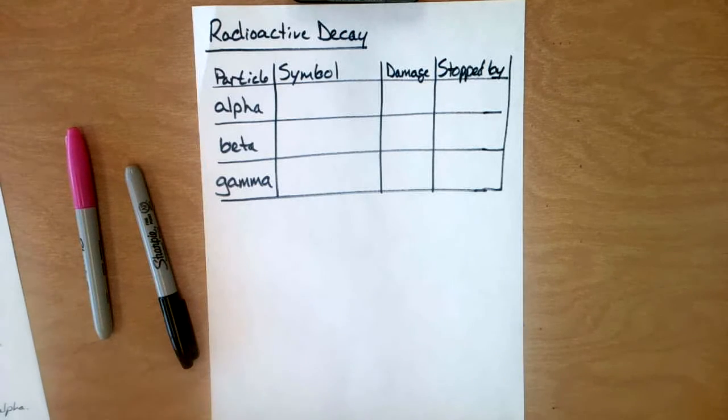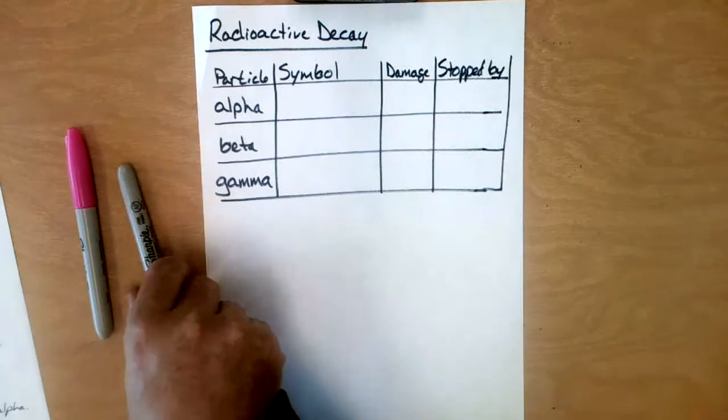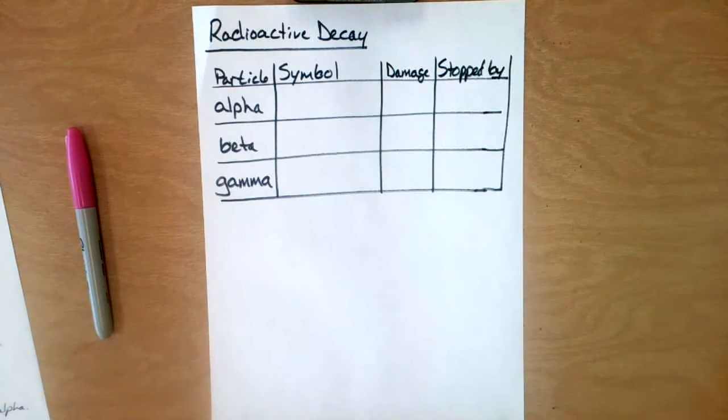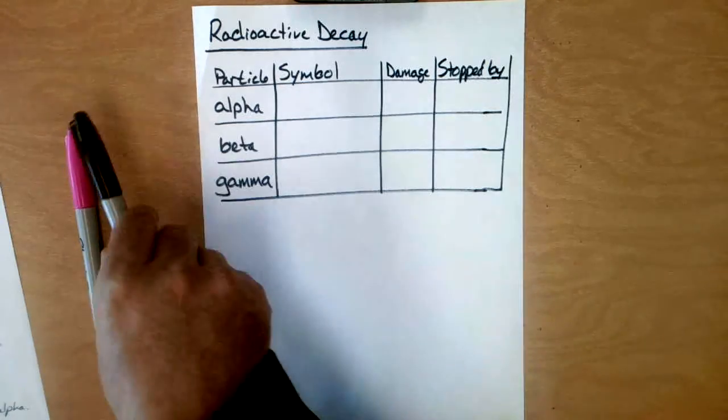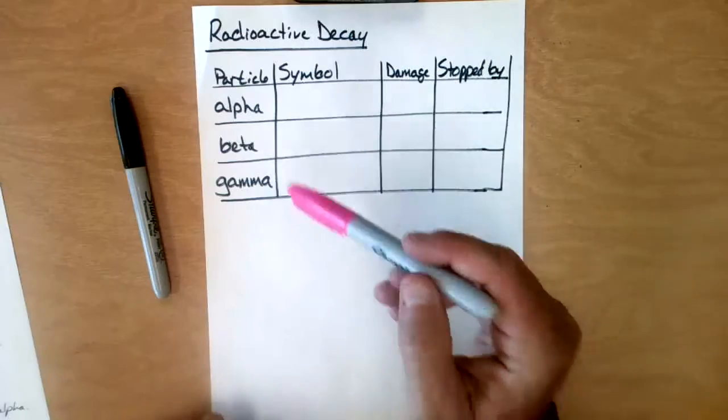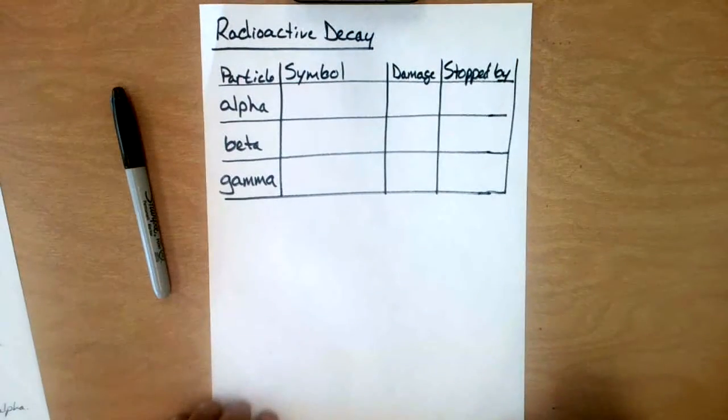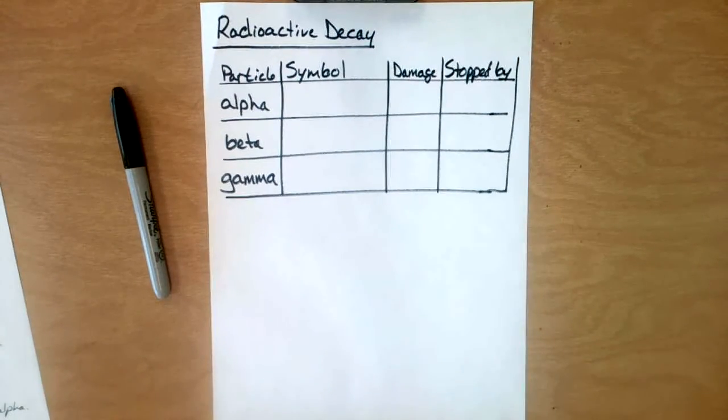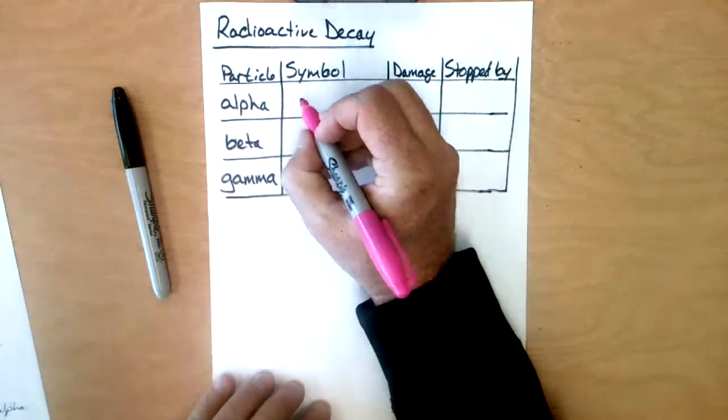All right, now we're going to talk about radioactive decay. What happens when a nucleus of an atom breaks apart? There are three major particles that are produced when radioactive decay happens: an alpha, a beta, and a gamma particle. An alpha is the biggest of the three.